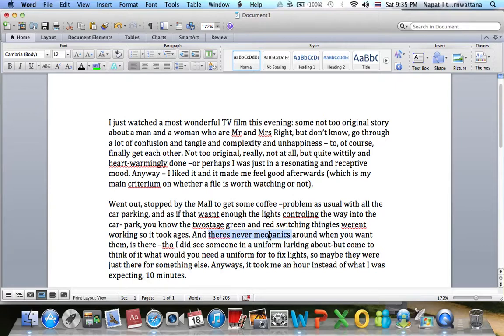They don't agree. They're supposed to be "there are never mechanics" and so on. For spelling, here we can see "controling." We can see that an L is missing. It's supposed to be "controlling" with a double L. Here we can see "tho" instead of "though."